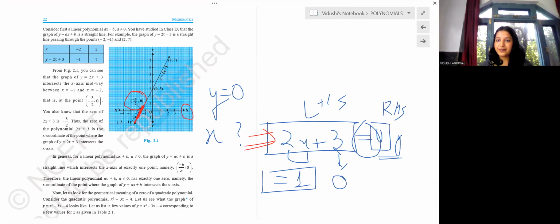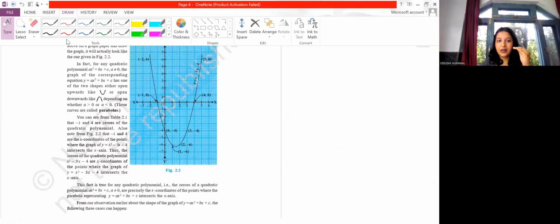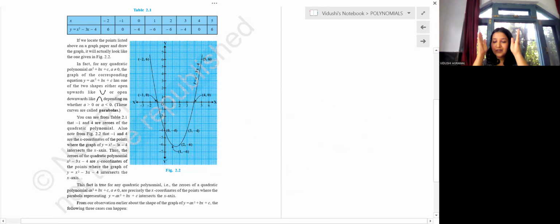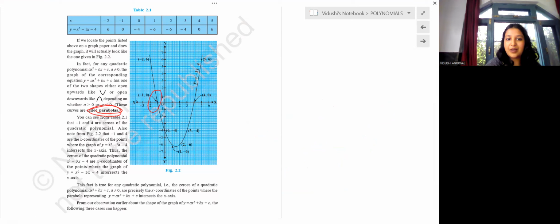Again, in this graph, can you tell me how many zeros are here? This curve, this U curve, is known as a parabola, highlighted here. So how many times is this graph intersecting the x-axis? You will see one time here the x-axis is getting intersected and one time here. Therefore, 2 zeros of the polynomial will be there.